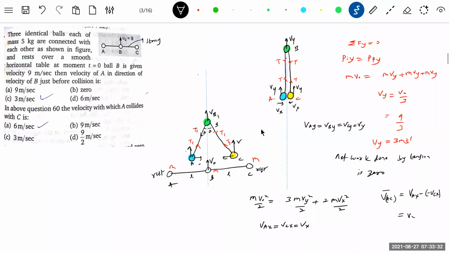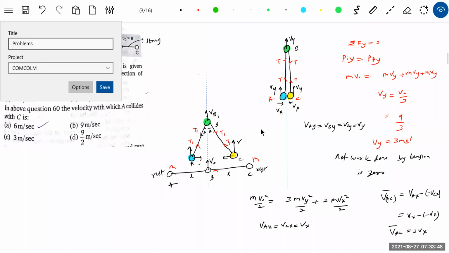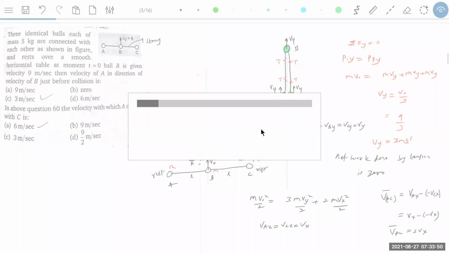So it will be Vx minus Vx, 2Vx. So do we know Vx? I'm going to calculate from here. So look at the role of the string. I think you can just take any thread, some beads will be there.